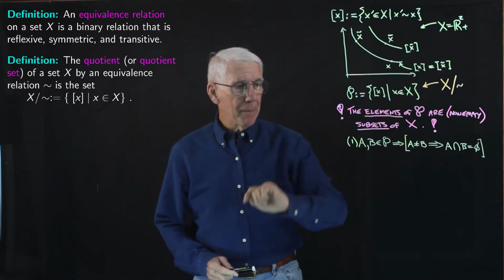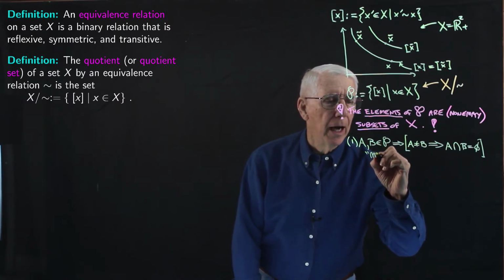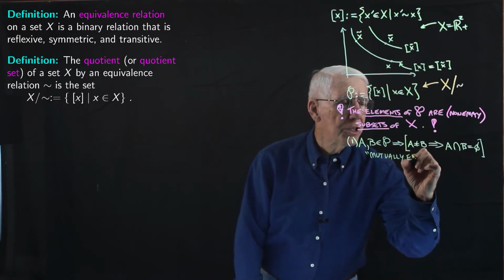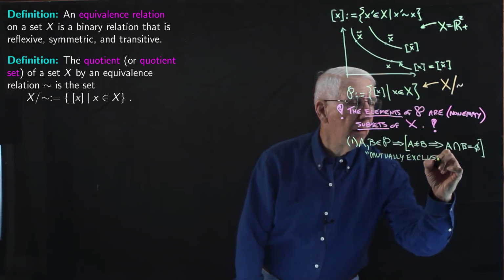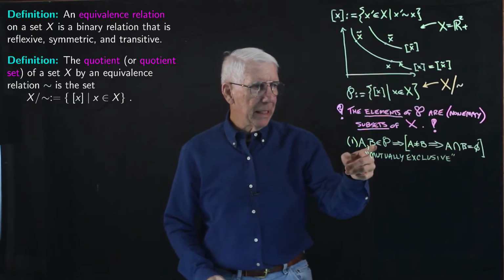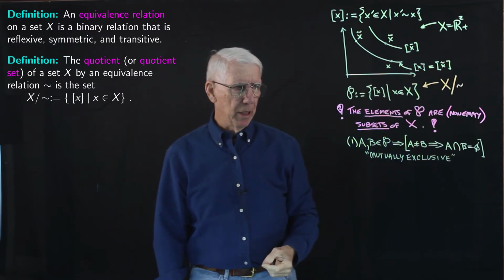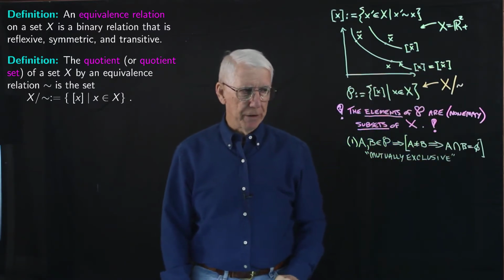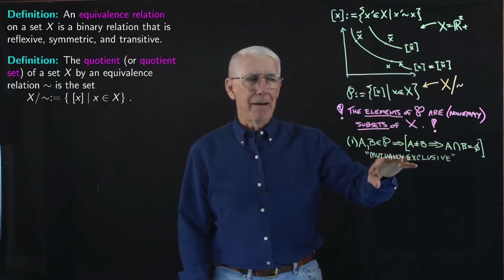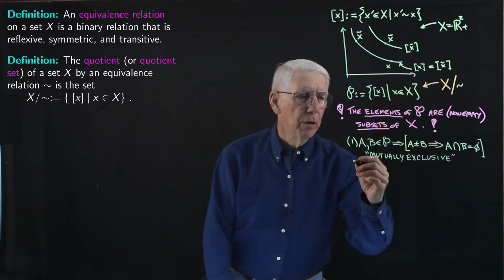So that's one property, and we often refer to that informally by saying that the elements of P, the subsets of X that are in P as elements, are mutually exclusive. Again, they're mutually exclusive because they can't have any point or points in common, any two of them.